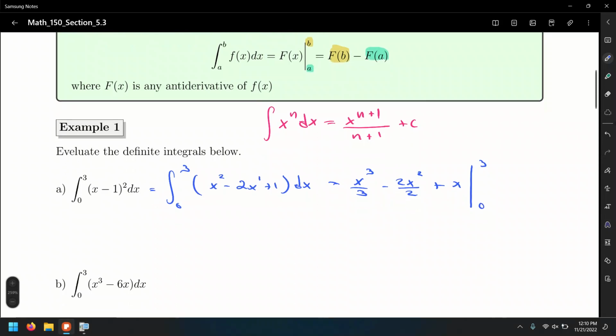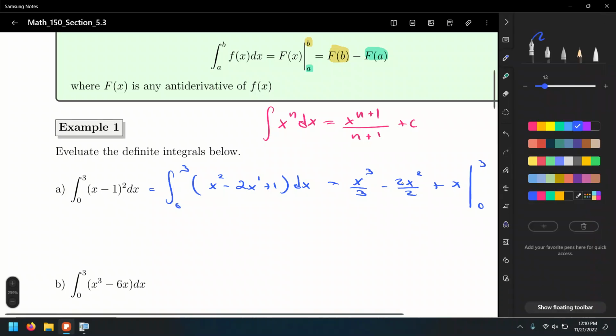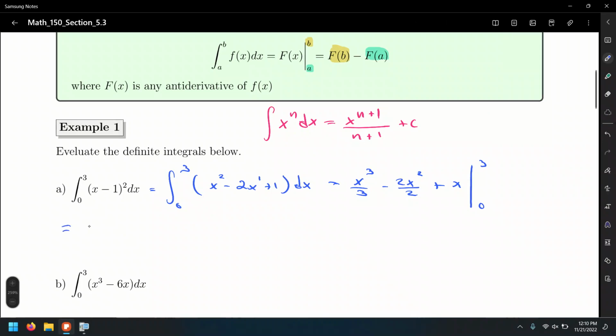So, evaluate this antiderivative at the upper limit minus evaluate at the lower limit. However, you might want to simplify this antiderivative just a little bit first, because see how these twos cancel? So this is going to be x cubed over 3 minus x squared plus x from 0 to 3.